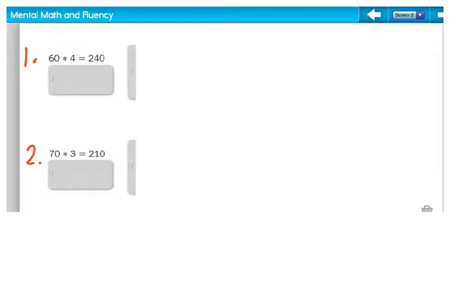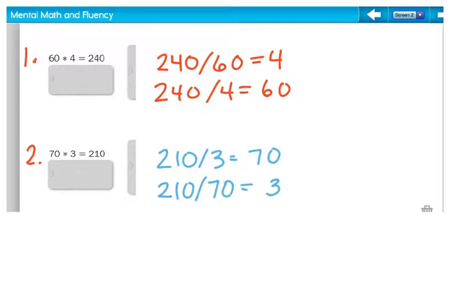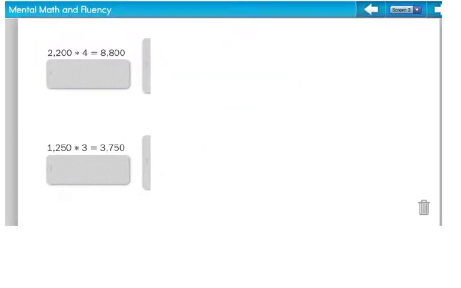Pause your video. Number 1, we can take 240 divided by 60 and get 4. We can take 240 divided by 4 and get 60. Number 2, 210 divided by 3 is 70, and 210 divided by 70 equals 3. Let's try one more problem like that. Go ahead and write it on your whiteboard. Pause the video.